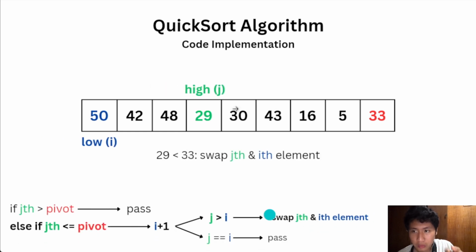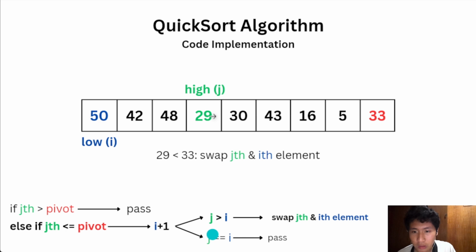So, moving on, since for 29, we do know that 29 is smaller than 33, we follow the second statement here: else if J is less than or equal to pivot, then we add 1 to I. So we move I to index 0 corresponding to 50 as it was from the outside. So basically explaining that this I from the outside goes to index 0 since it has the condition here, I plus 1.